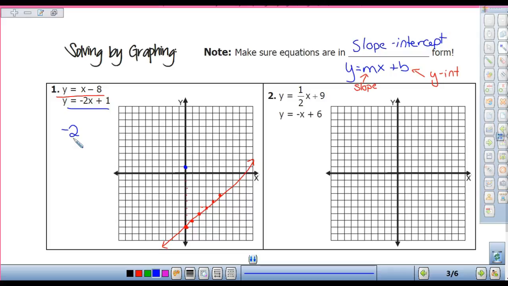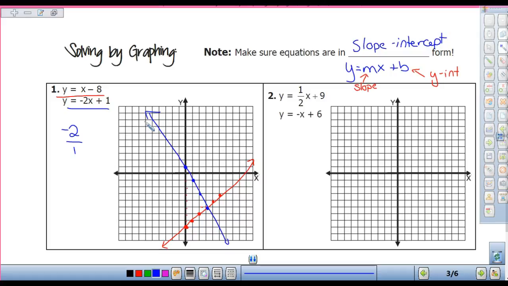Which way do I go over? To the right. Okay? So you're going down 2, and then you got to go to the right 1. Okay, because you want it to go downhill. If you went to the left 1, you would notice that your line doesn't go downhill. Plus 1. That's my starting point right there. Okay, does that make sense?